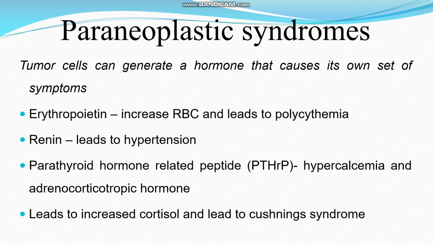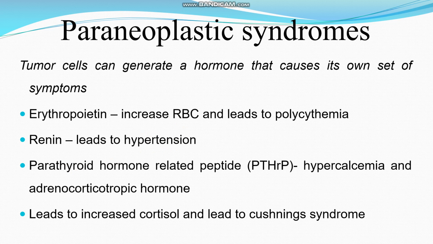Here in kidney cancer, renal cancer, we can see production of erythropoietin by the tumor cells. What will happen? The increased level of erythropoietin in the body will lead to increased RBC production, and it will lead to polycythemia. And next, these tumor cells can stimulate as well as produce renin. So the renin-angiotensin mechanism will be stimulated and leads to hypertension.